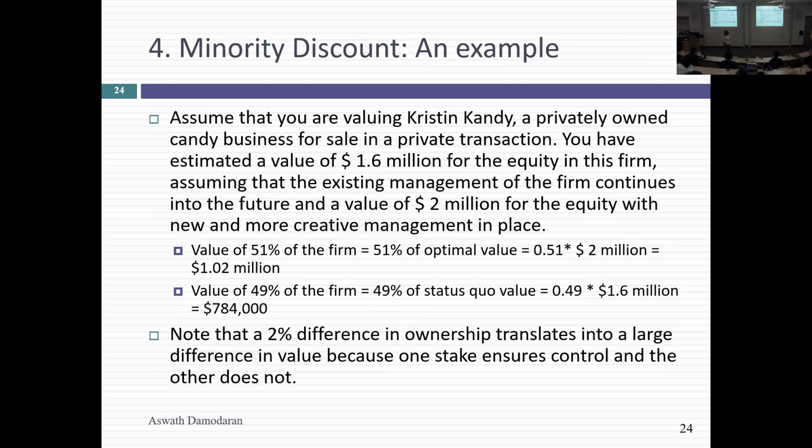If I offer you 51% of the company, think of the most you're willing to pay. It'll be your company. You can run it optimally. You're willing to pay up to 51% of 2 million, which is 1.02 million. But if I offer you 49% of the same company, 49% of 1.6 million is 784,000. Again, the worse run the private company is, the bigger the minority discount should be.